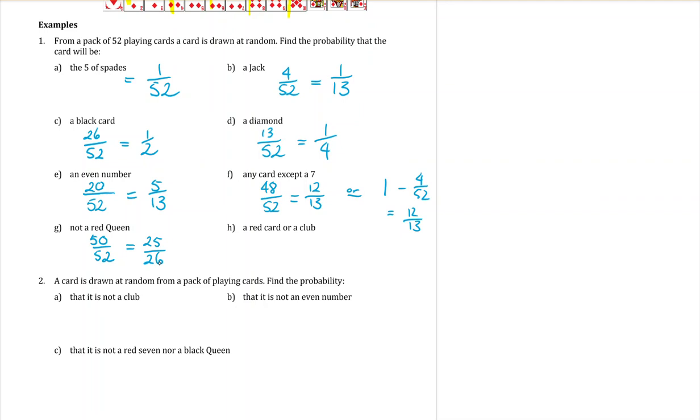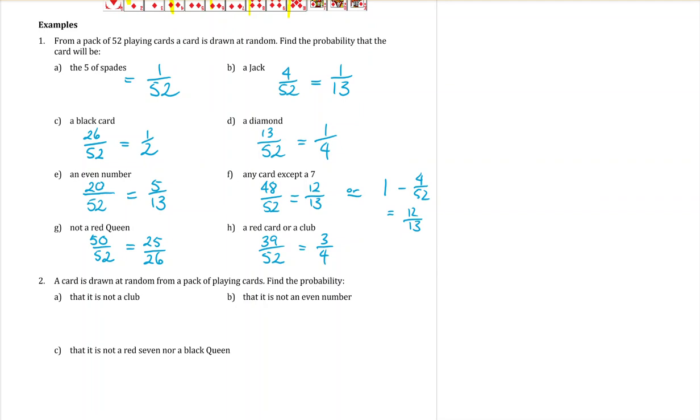H, a red card or a club. So there's 26 red cards, and then there's 13 clubs, which means that altogether there are 39 cards that are either red or a club. Remember to look out for those little words, and and or. So this is or, it can be either. And that, understandably, is 3 out of 4 of the suits. So 3/4. Okay, pretty straightforward, I hope, right?